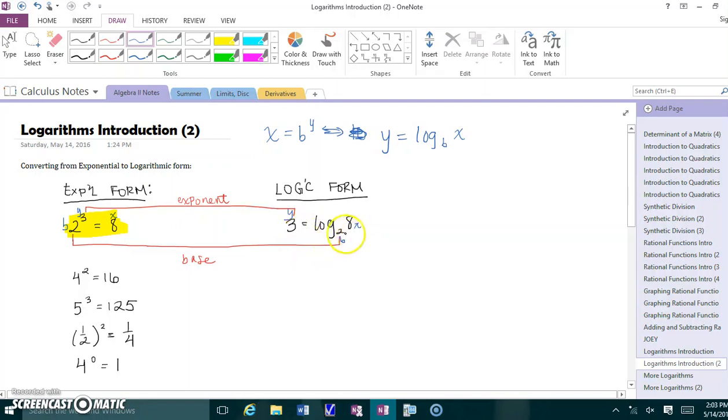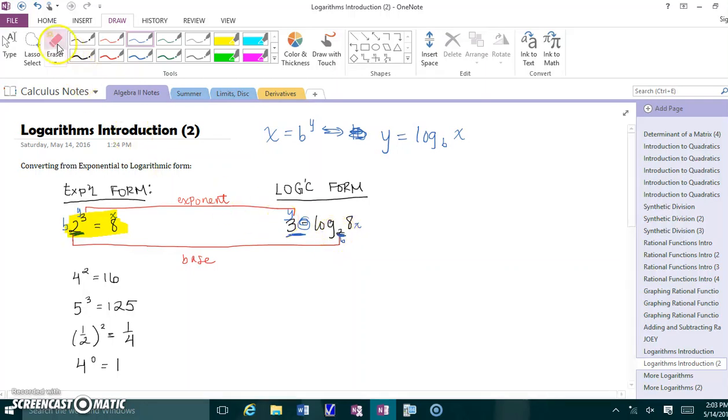And I just fill in the 2 in place of b because I already called it b. And I replace 8 with x because that's what I called it here. And the logarithm equals the exponent. Okay, so notice the exponent is what the logarithm equals. And then this red bar just says the base of the exponential form is the same as the base of the logarithm.